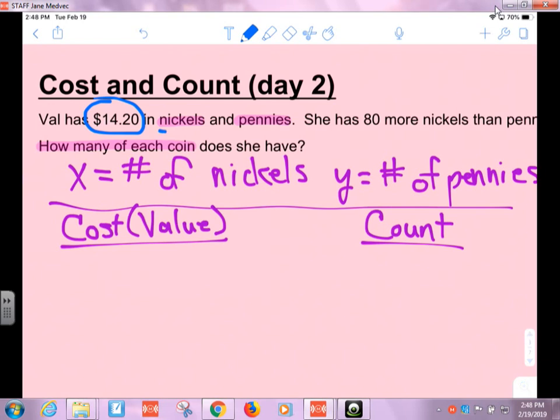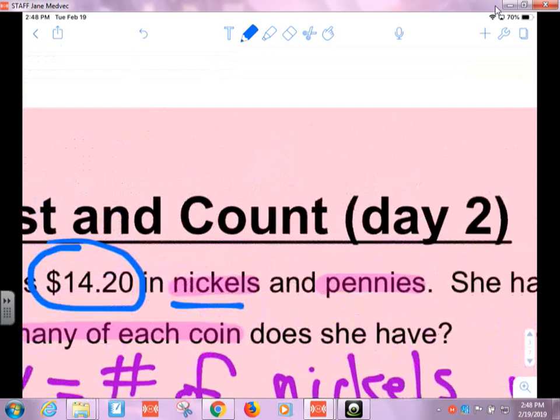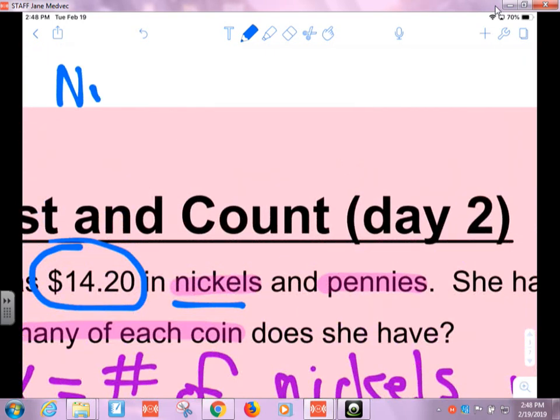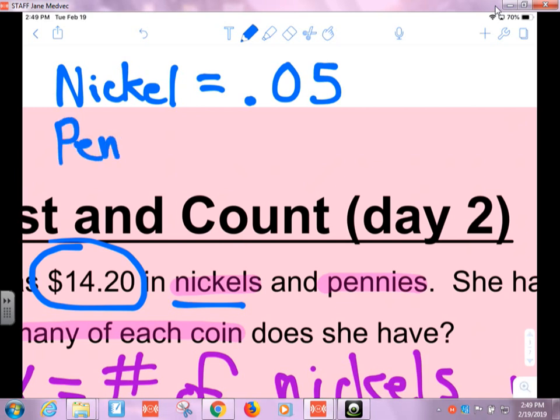So if I look at a nickel, it is worth 5 cents. That's going to be, on a cash register, 0.05. That's going to be the value of the coin. If I look at a penny, that's going to be 0.01 because it's 1 cent. And if I had that on a cash register, that's what would show up.